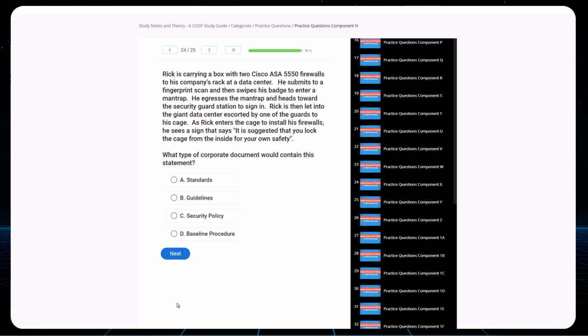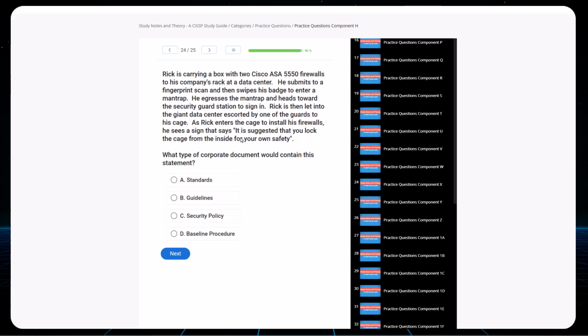All right, Rick is carrying a box with 2 Cisco ASA 5550 firewalls in his company's rack at a data center. Rick could easily have been Luke because he's done that before. He submits to a fingerprint scan and then swipes his badge to enter a man trap. He egresses the man trap and heads toward the security guard station to sign in. He is then led into a giant data center, escorted by one of the guards.